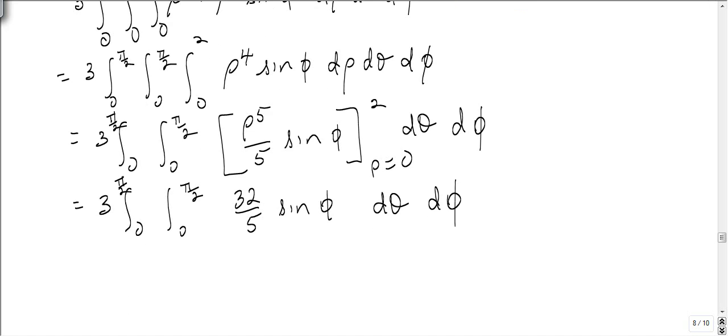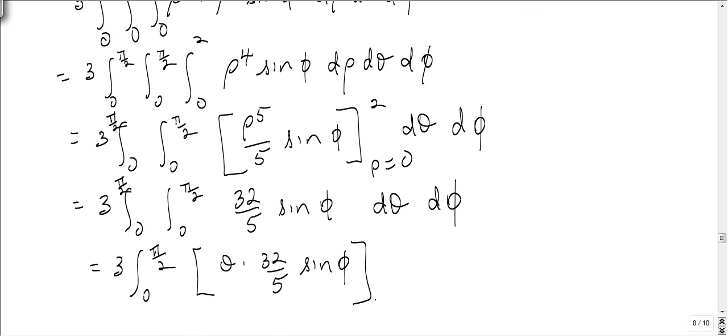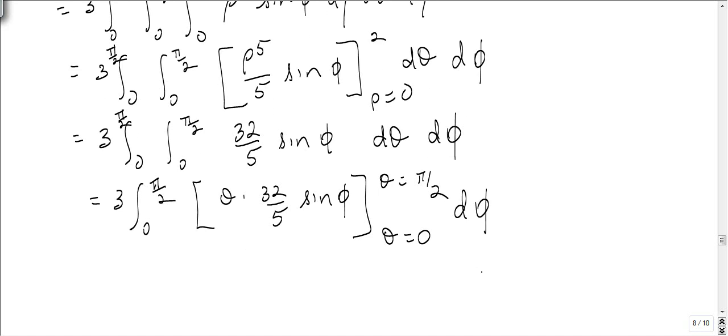Okay. With respect to theta now, all of this is constant because we integrated with respect to rho. So that's theta times 32 over 5 sine phi. Theta goes from 0 to pi over 2. Okay, put pi over 2 in there. What's that? 16 over 5 pi sine phi d phi.